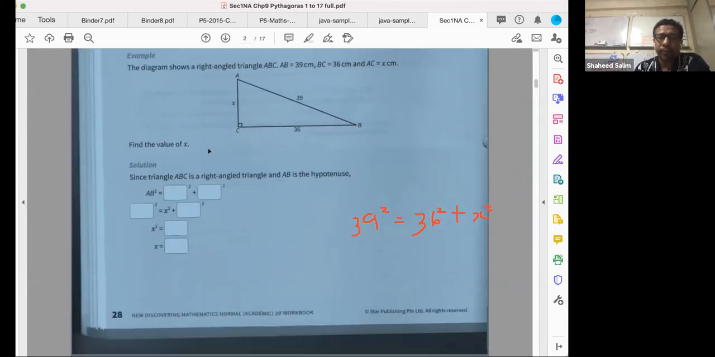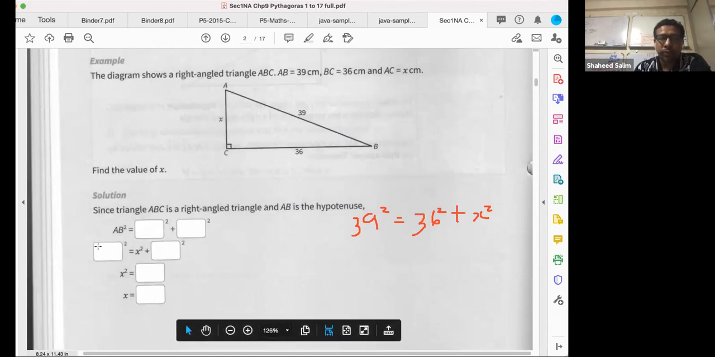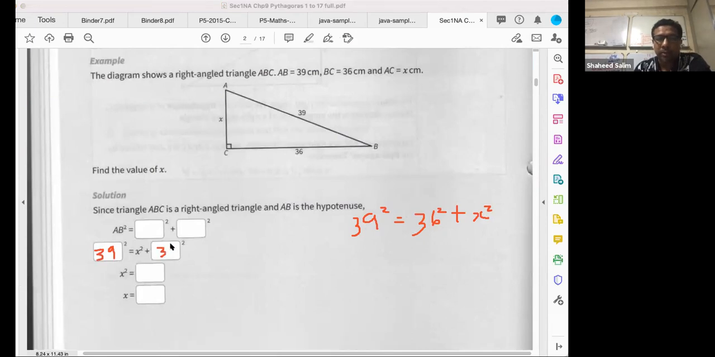So now let's see. The hypotenuse is AB, right? So AB squared is equal to X squared plus 36 squared. I've already done it for you down here. So it's 39 squared equals X squared plus 36 squared. So what is X squared? You bring the 36 squared over, and you get 39 squared minus 36 squared equals X squared.